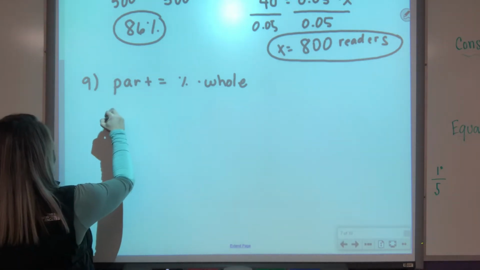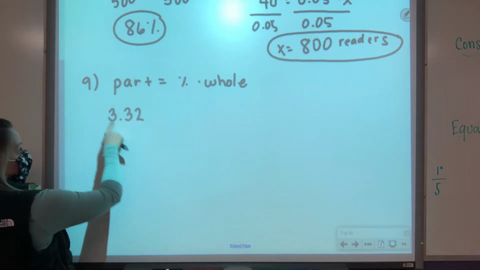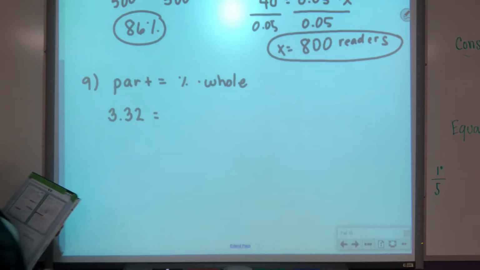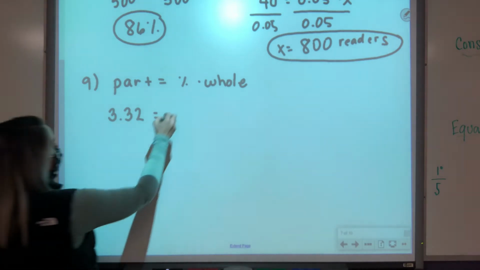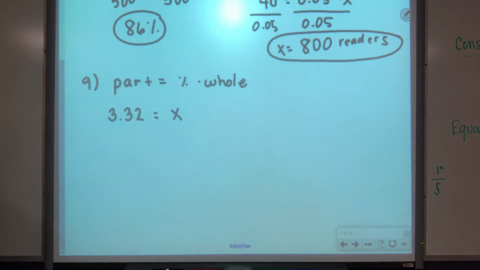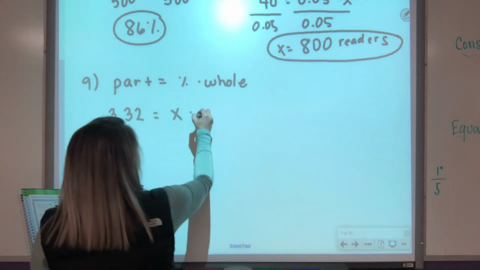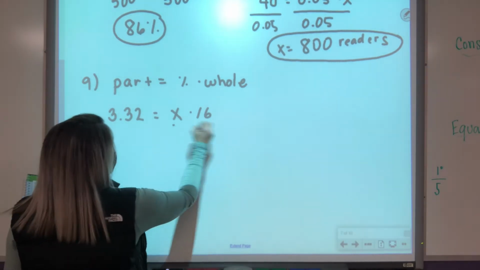So we know that it's 3.32 gigabytes. That's the gigabytes that the photos are taking up. We don't know what percent the photos take up. So we've got our percent here, which we can just use x. Now the total hard drive is 16. So because x is being multiplied by 16, what are we going to do with it? We're going to divide both sides by 16.